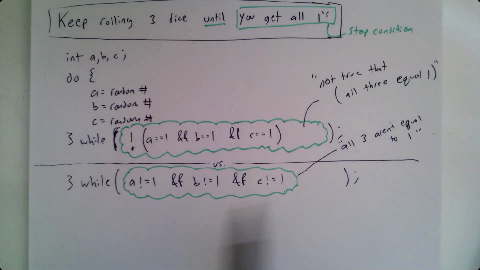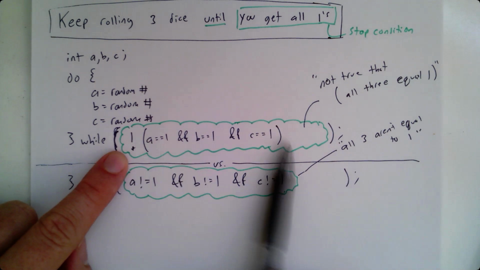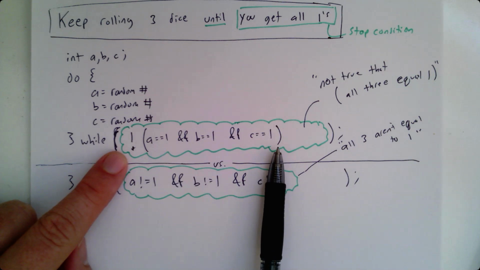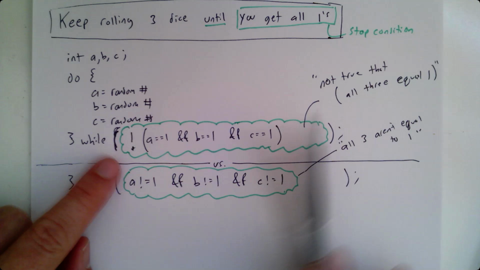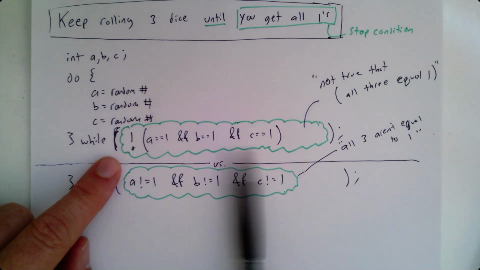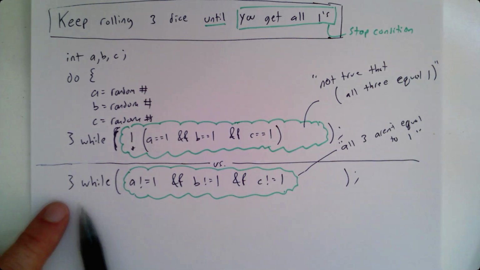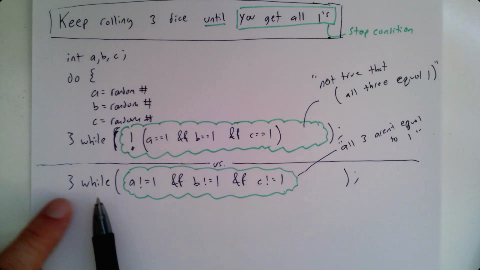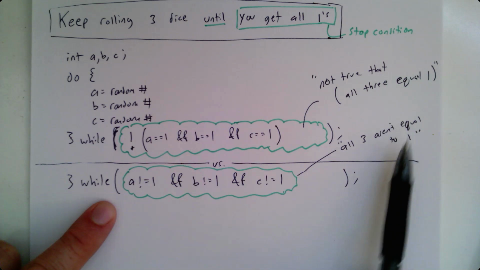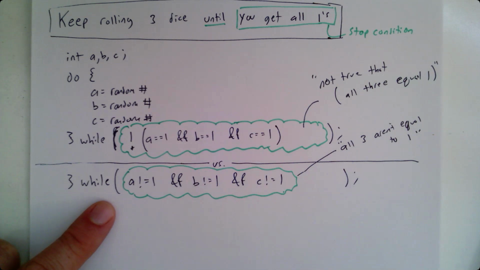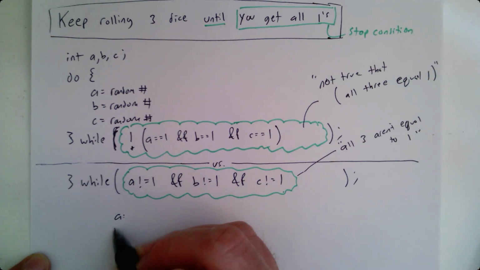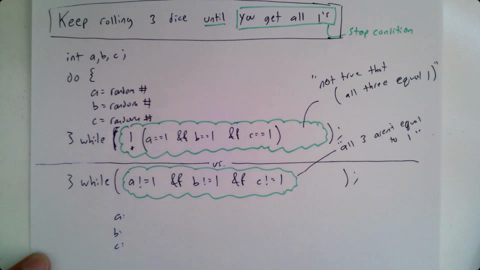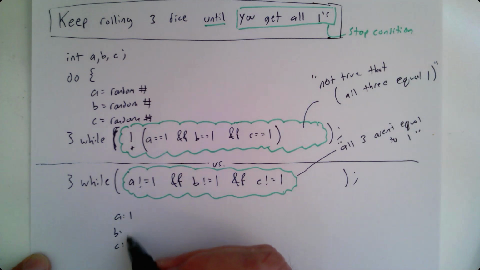So this one up here, the not applies to this entire condition. So we'd say, keep rolling the dice while it's not true that all 3 of them are 1. This one down here, we'd say, keep rolling the dice while all 3 of them aren't equal to 1. So hopefully when you think about it that way, you can come up with an example that illustrates why these are different. So let's say A is 1 and B is 1 and C is 2.